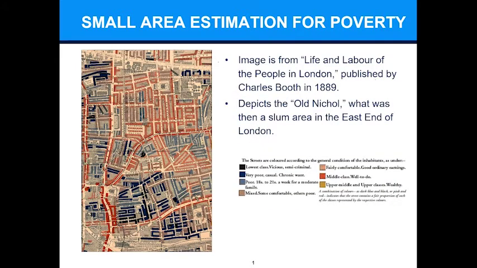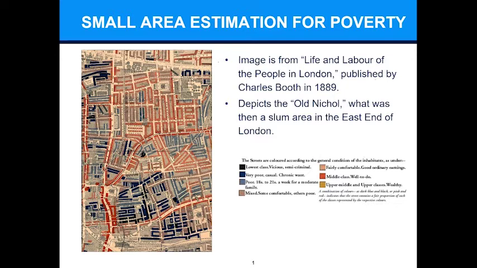The interest in microestimates of economic well-being far predates our poverty mapping work at the World Bank. This slide shows an illustration from The Life and Labour of the People in London, published by Charles Booth in 1889, and depicts Old Nichol, which was then a slum area in the East End of London near what I believe is present-day Shoreditch. The slum at the time was colloquially known as Sweater's Hell because it contained a large number of artisanal workshops that produced furniture for very low pay.